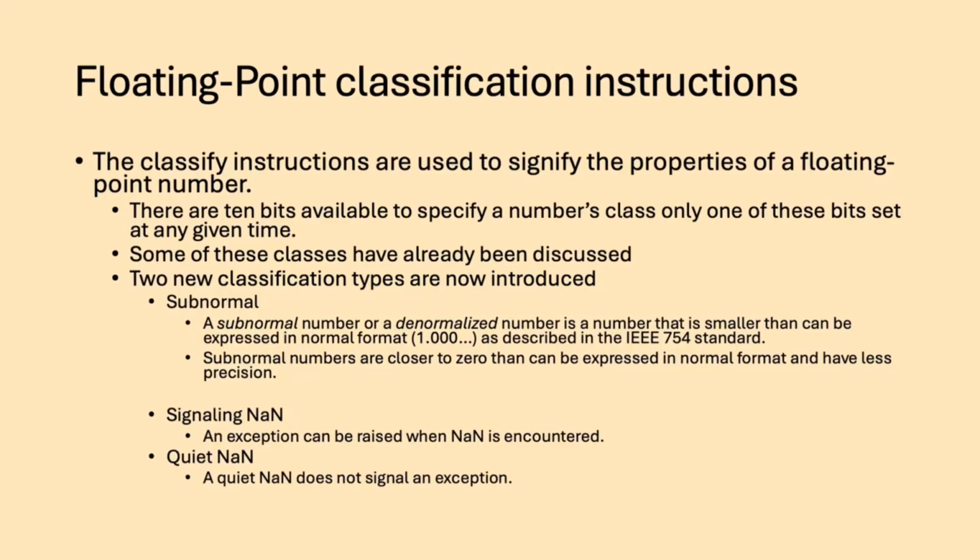Previously, we discussed not a number and infinity. There are actually two types of not a number, one which signals an exception and the other which carries on processing without generating an exception. There are also subnormal numbers which may be too small to be normalized in the format 1 point remainder of the number. So 0.0000, etc. These numbers are actually very close to 0. So these are subnormal numbers.